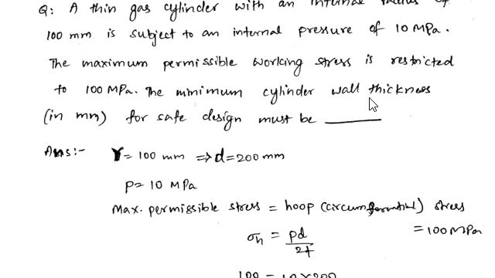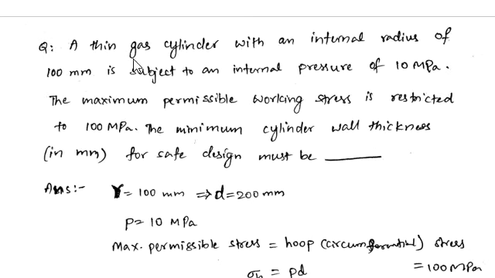And if you see the next question, a thin gas cylinder with an internal radius of 100 mm is subjected to an internal pressure of 10 megapascal. The maximum permissible working stress is restricted to 100 megapascal. The minimum cylinder wall thickness in mm for safe design must be. So a thin gas cylinder is subjected to a pressure of 10 megapascals, the inner radius is given as 100 mm, and the maximum permissible working stress is restricted to 100 megapascals.